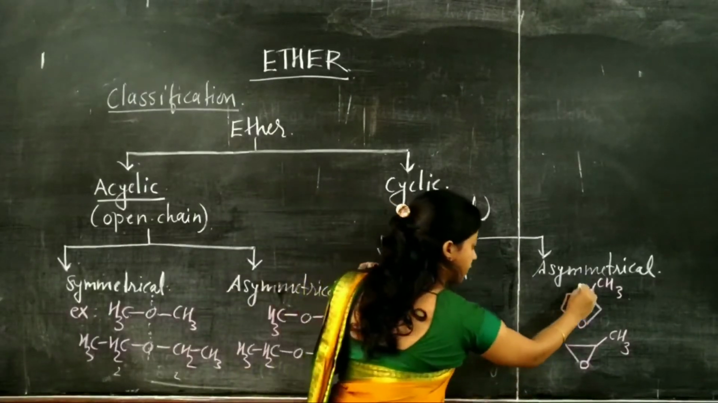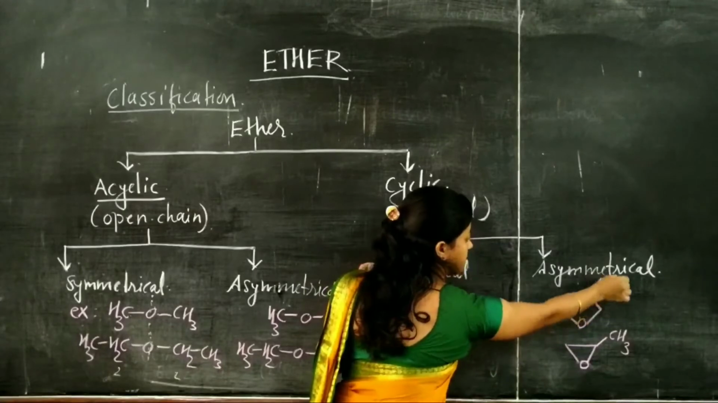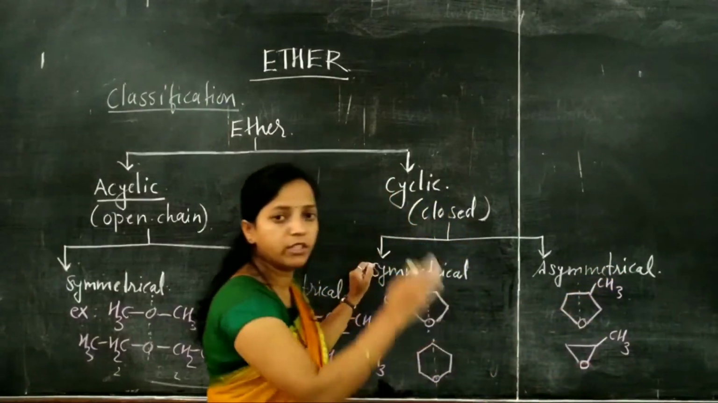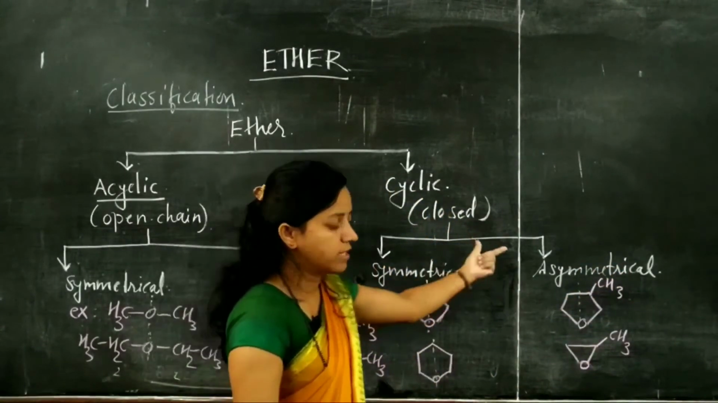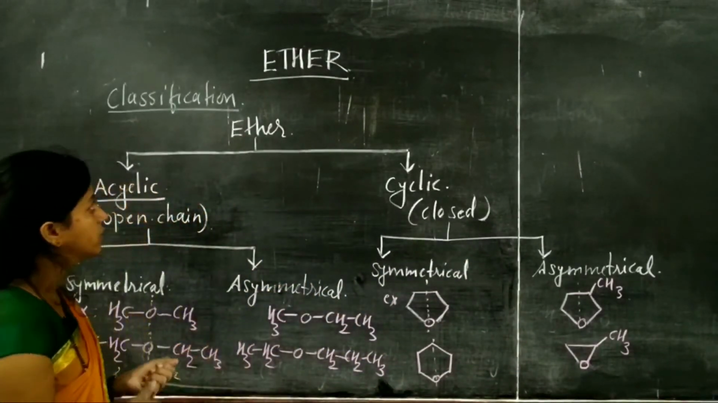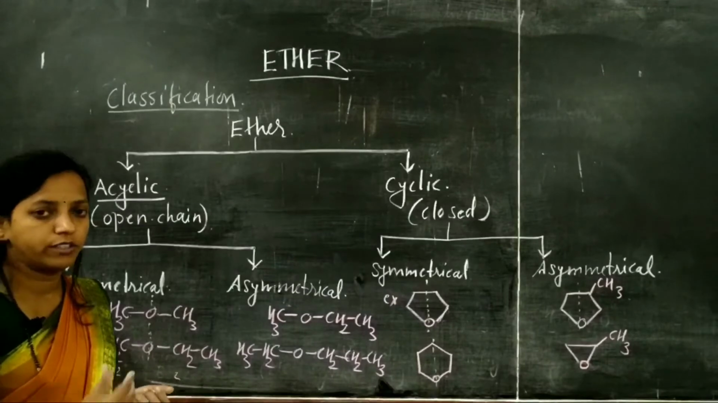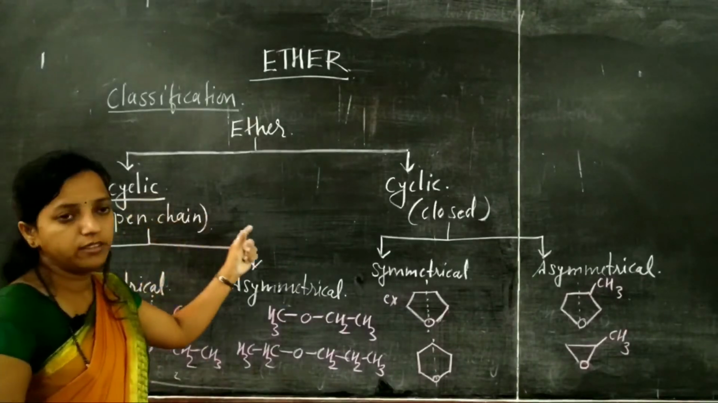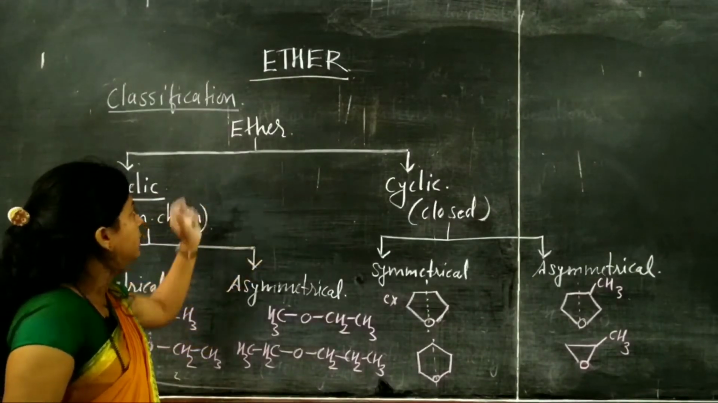And in case of this, if we cut this, because of this methyl group, it will not have that plane of symmetry. So this is called asymmetrical cyclic ether. So this is about the classification of ether. So already we have seen the definition of ether and the classification.